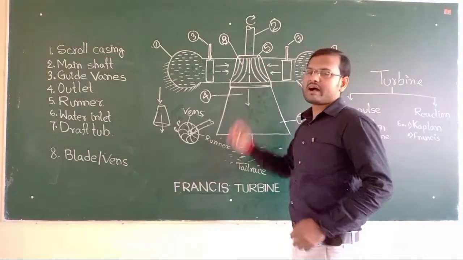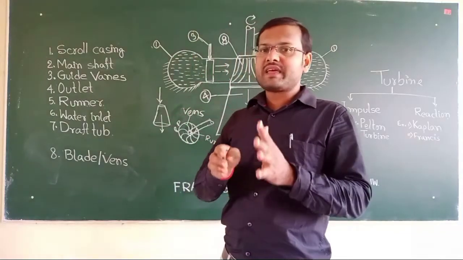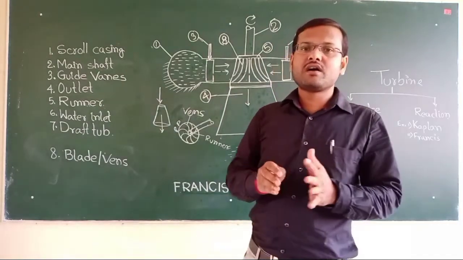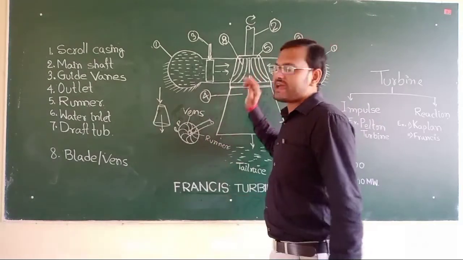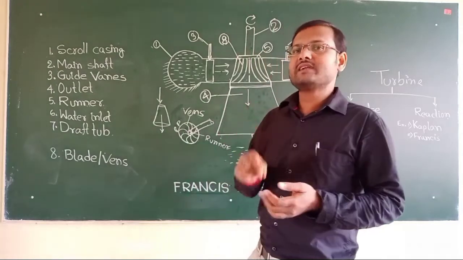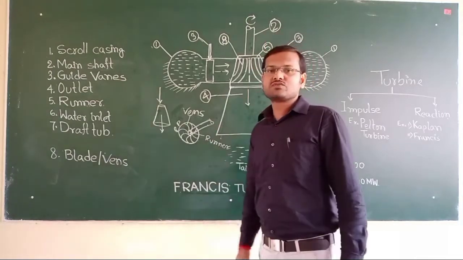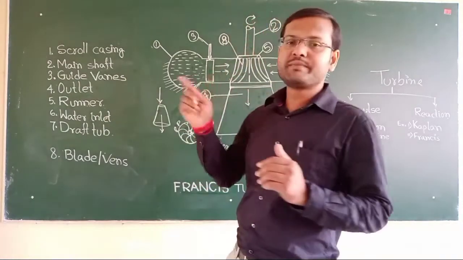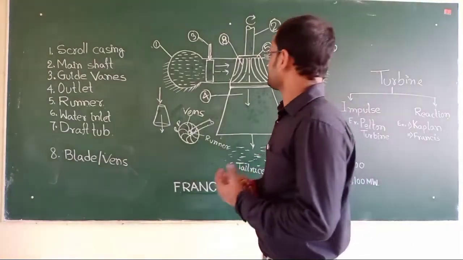Then our next part is runner. Runner is the main part of this turbine which holds all the vanes of the turbine, and all vanes are sequentially fitted on the runner, and the runner is attached with the main shaft. When the runner begins to rotate, the main shaft also rotates.